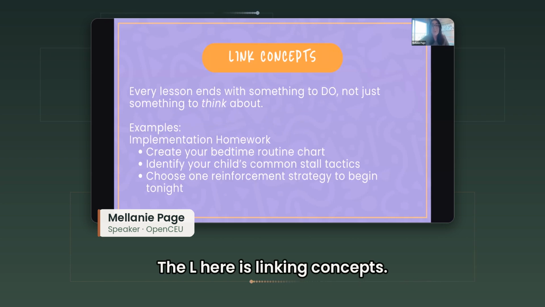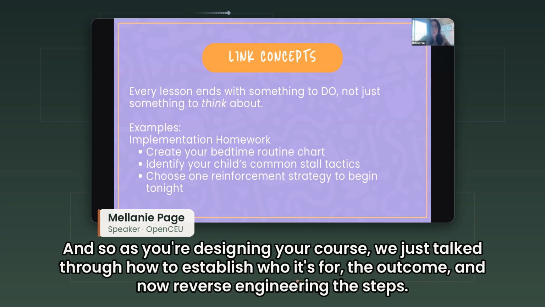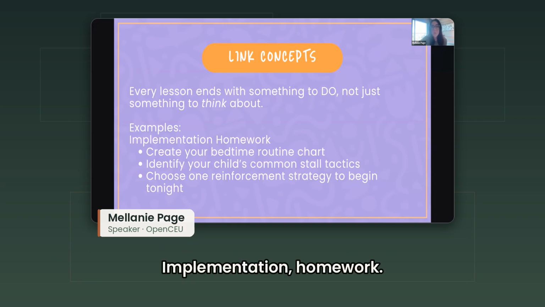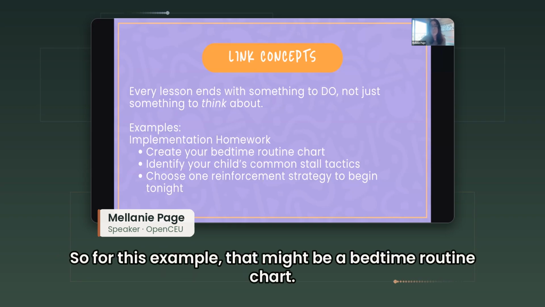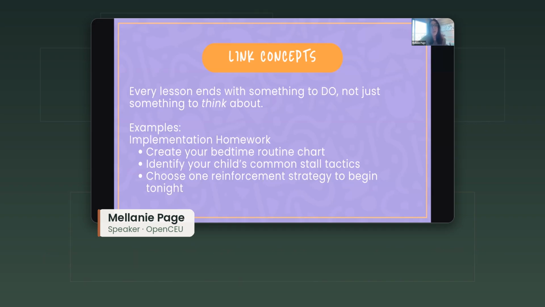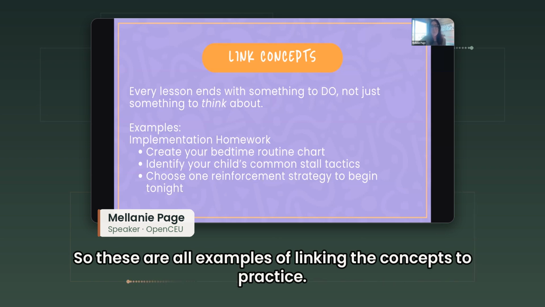The L here is linking concepts. So every lesson should end with something to do, not just something to think about. And so as you're designing your course, we just talked through how to establish who it's for, the outcome, and now reverse engineering the steps. And now within those steps, you want to make sure you have some way for people to actually take action. Implementation, homework. So for this example, that might be a bedtime routine chart, common stall tactics, things that you recognize within the home, choosing one reinforcement strategy to start tonight, right? So these are all examples of linking the concepts to practice.